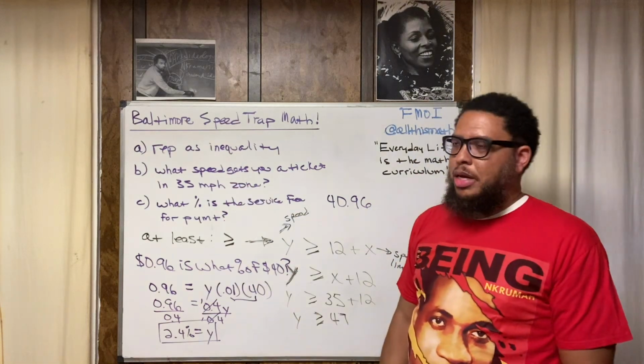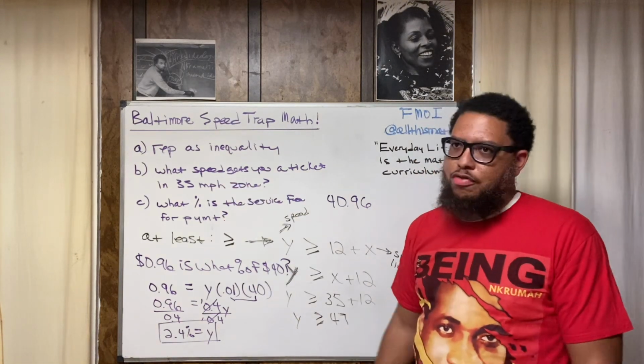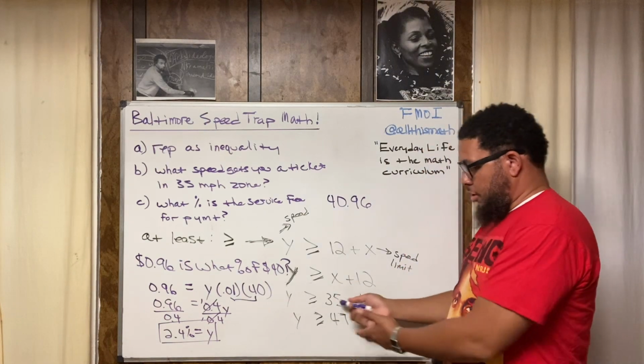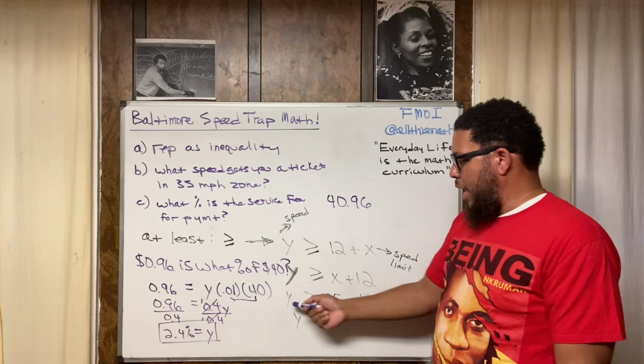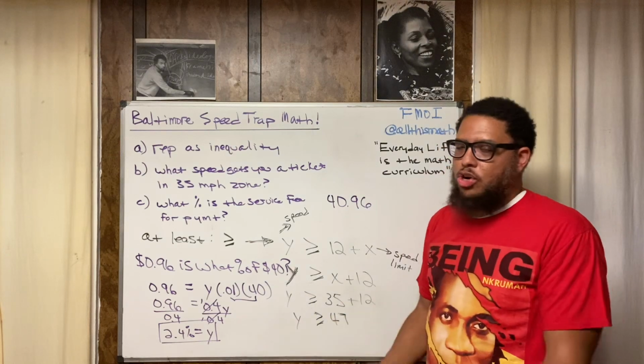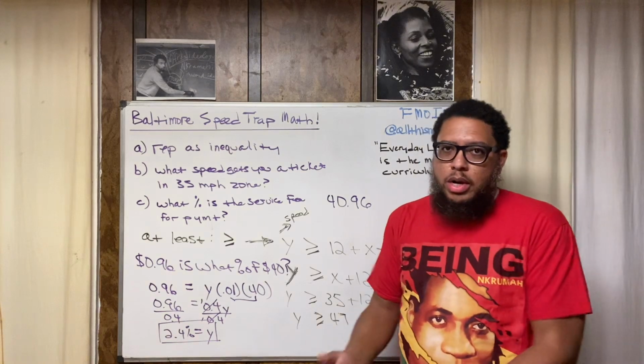Now, a lot of people just be like, man, I don't need algebra to do that. I would just do 35 plus 12. You're right, you would do 35 plus 12. But that's all this is doing. 35 plus 12. Y is greater than or equal to 35 plus 12. So y is greater than or equal to 47. So, like I said earlier in this video, you already doing algebra.